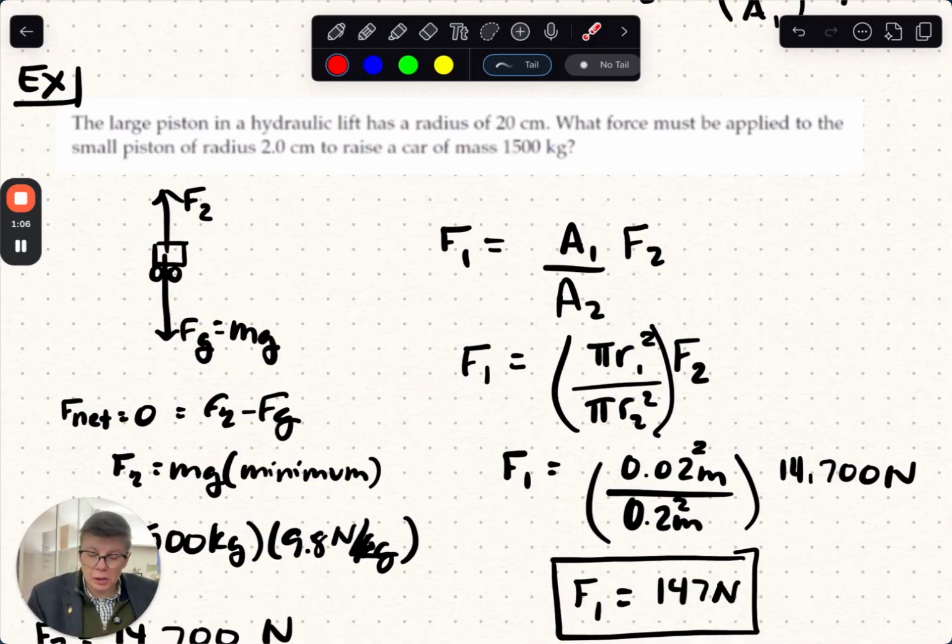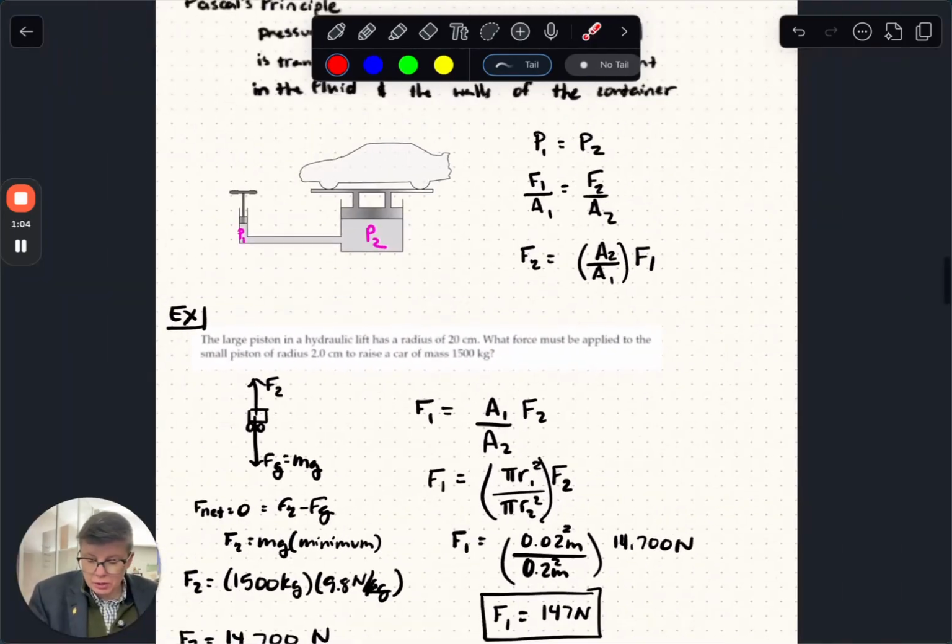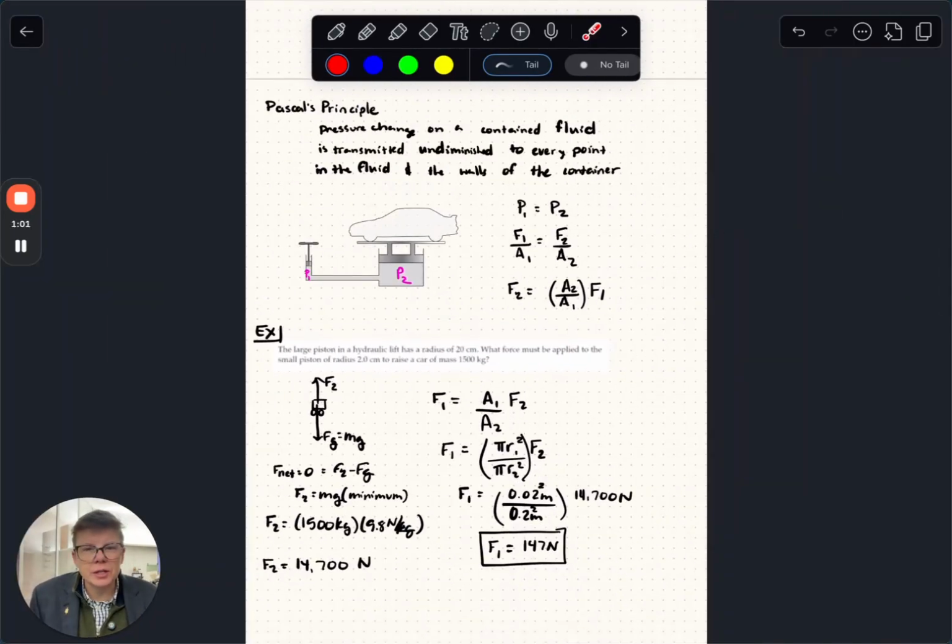Pascal's principle is all about fluid statics. That's how it works. Zoom out on that, give you a chance to pause and check out any notes you might have missed.